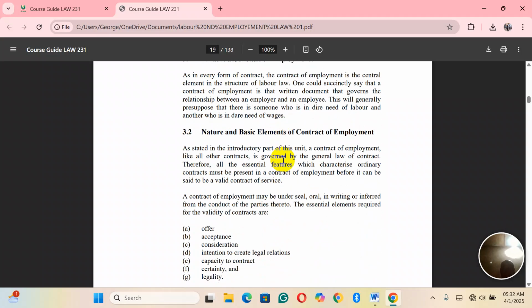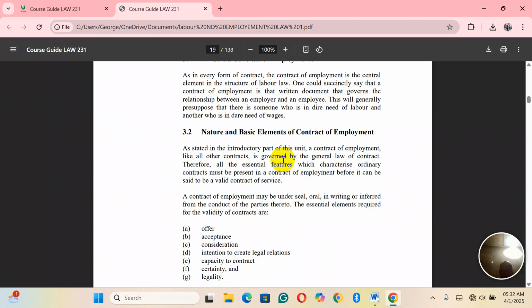As stated in the introductory part of this unit, a contract of employment, like all other contracts, is governed by the general law of contract. Therefore, all the essential features which characterize an ordinary contract must be present in a contract of employment before it can be said to be a valid contract of employment or service.